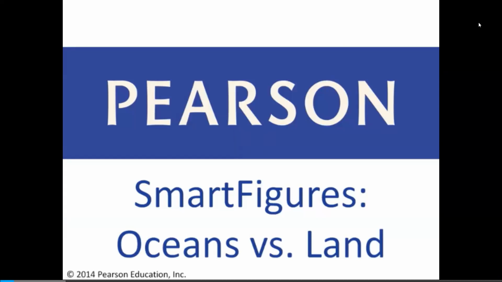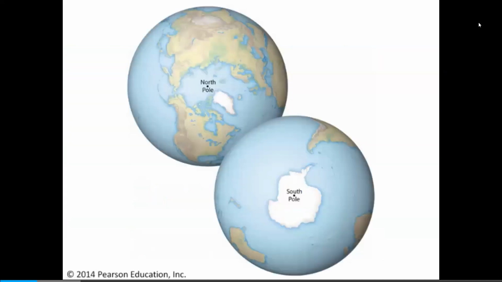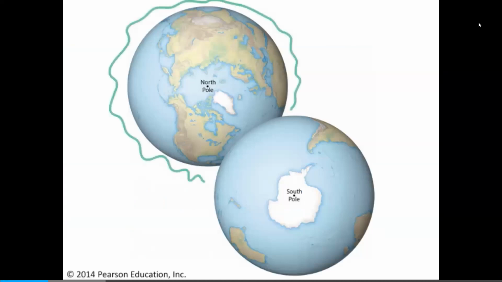After watching this video, you should be able to describe the relative proportions of land and ocean in the Northern Hemisphere and the Southern Hemisphere. So let's begin by taking a look at the 2 hemispheres. Here's the Northern Hemisphere up top. Our view of the Northern Hemisphere is centered on the North Pole, and you can see that the Northern Hemisphere is dominated by land relative to the Southern Hemisphere.